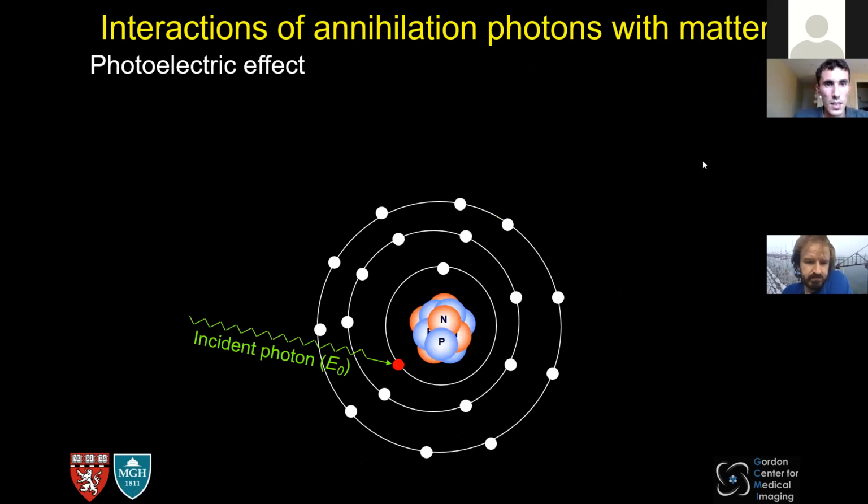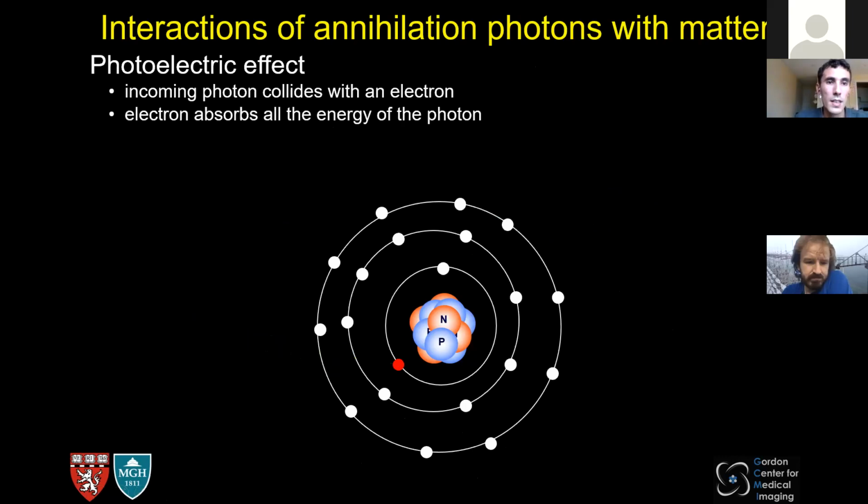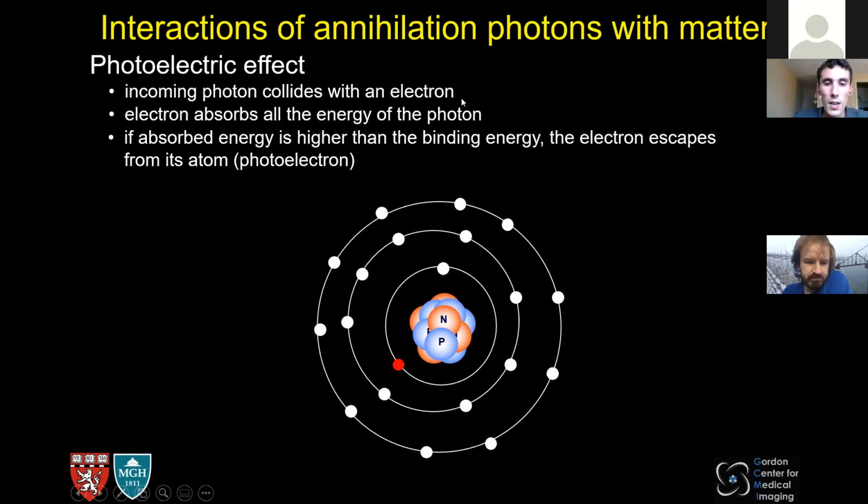Photoelectric effects. So again, the dominant type in the scintillators. So this is a collision again between a photon and an electron, but this time typically from an electron that is located in the inner shell of the electronic shell, okay? And during photoelectric interaction, the electron is going to absorb all the energy of the photon, okay? And if the energy that is absorbed is higher than the binding energy of that electron, a photoelectron is going to be emitted, okay?